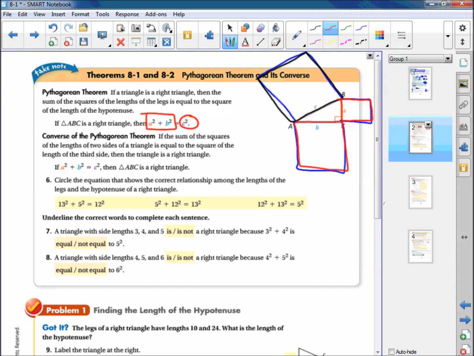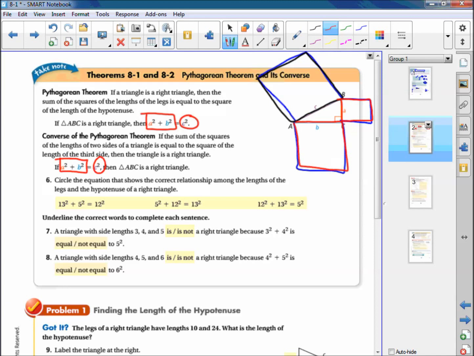Okay, so the converse of the Pythagorean theorem says if the sum of the squares of the lengths of two sides of the triangle is equal to the square of the length of the third side, then we know that it's a right triangle. So if you take the big side, just given any three old sides, and you square it, and then you square the other two and add them together, and it all makes sense, okay, it fits this equation, then you have a right triangle.